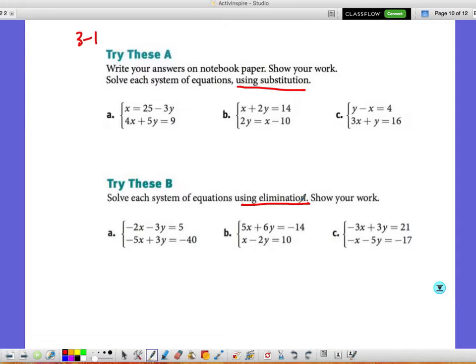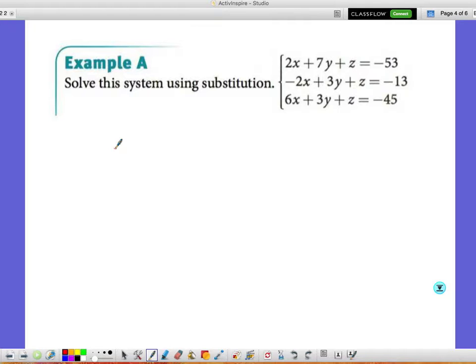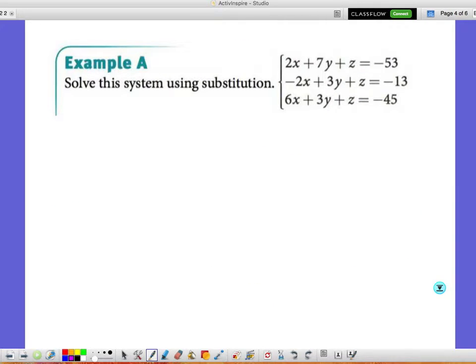But basically, we really start seeing the real difference between substitution and elimination when we start solving systems of 3 linear equations in 3 variables. So let's take a look at a system of 3 linear equations with 3 variables using substitution. The basic idea that we followed in the previous example is going to be the same.